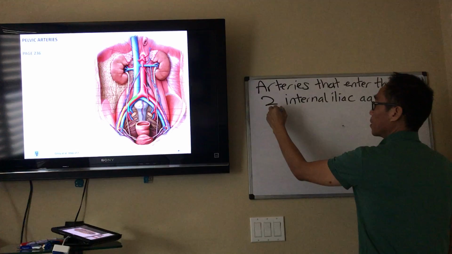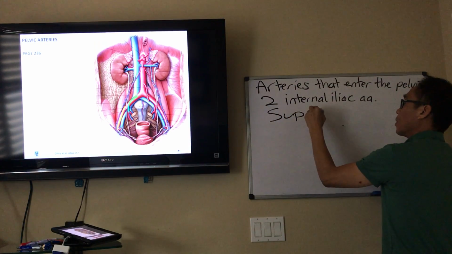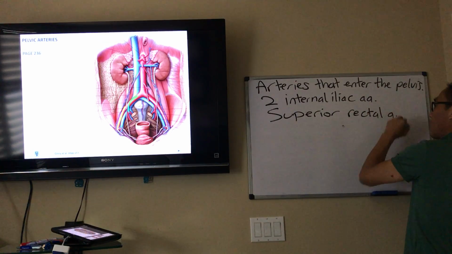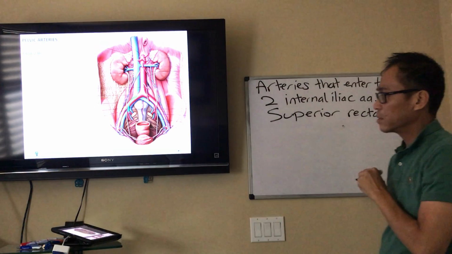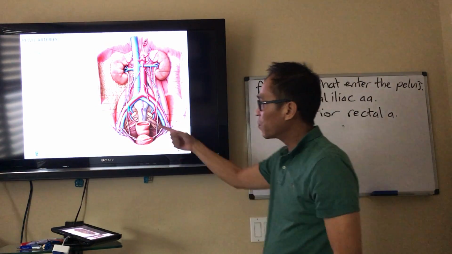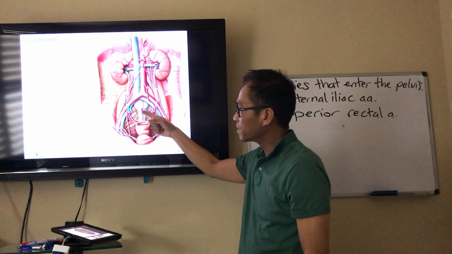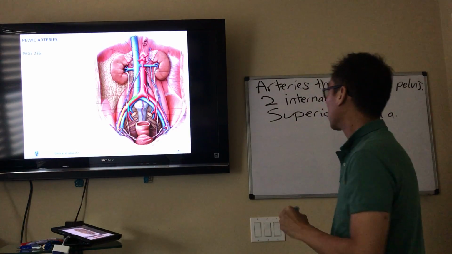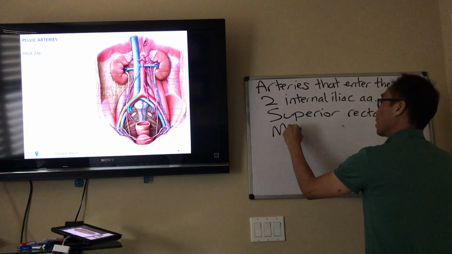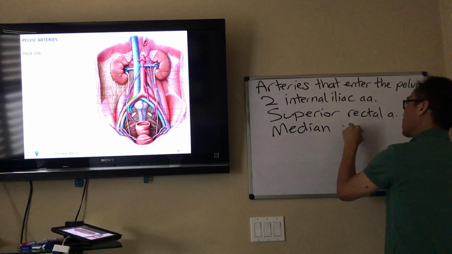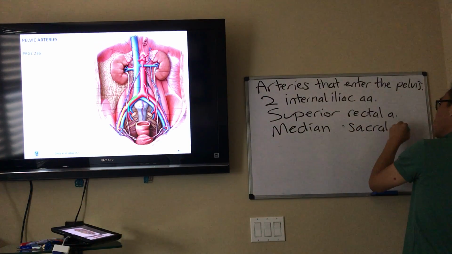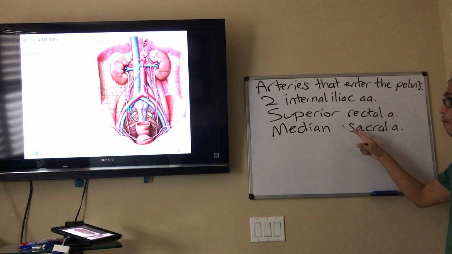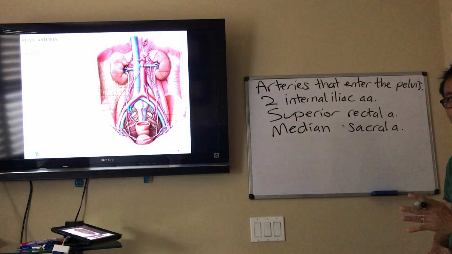You have one superior rectal artery that enters the pelvis. You also have this one right down the middle of the sacrum called the median sacral artery. That enters the pelvis. So let's take a count. We got 2, 3, 4. And that will be the case for males and females.